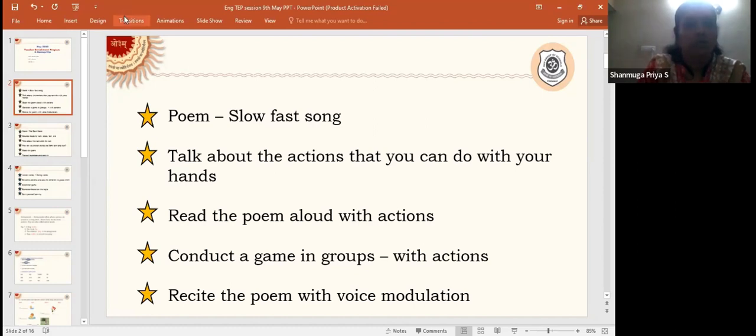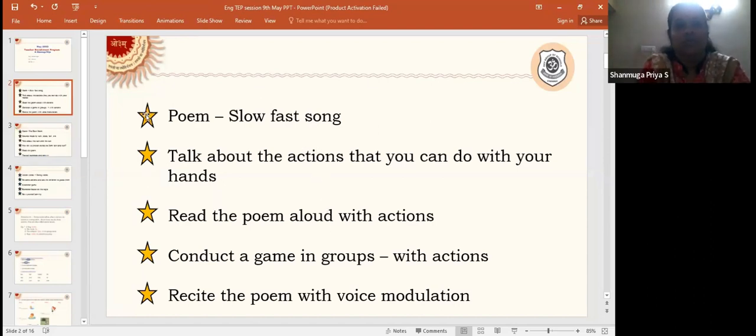And also, we can ask them to do many more activities, like fly like a bird, jump, then jog, then stand in your place and stretch your arms. Such kinds of actions can be done on a daily basis, before we start the class or in between the class. It can be done to relax and to grab their attention.